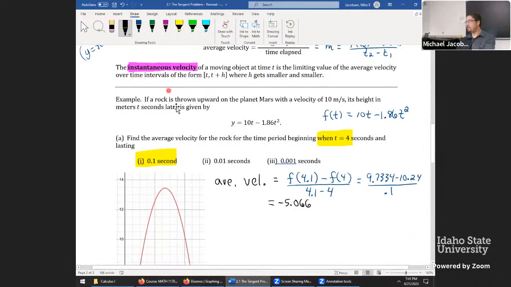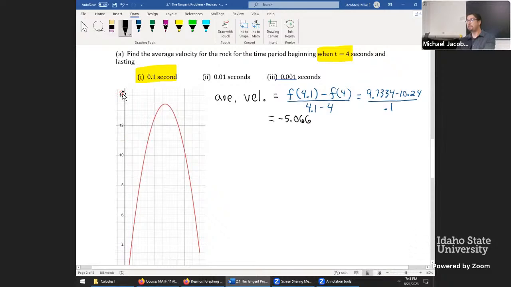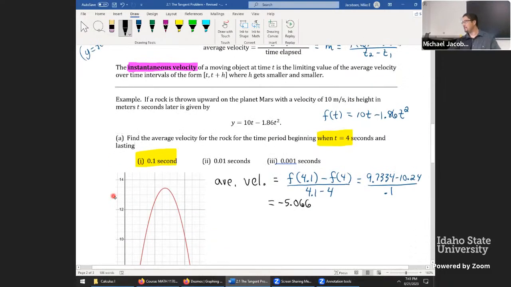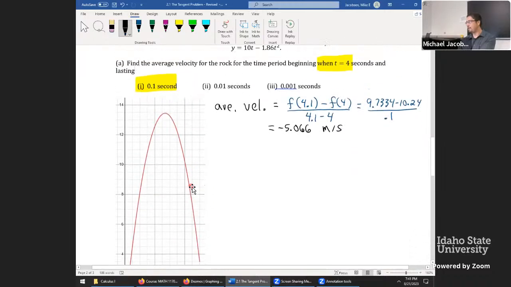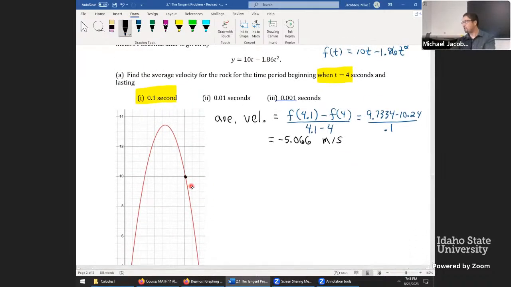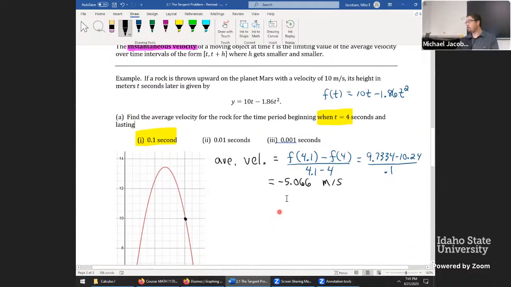This has units itself. The horizontal axis was time, the vertical axis was meters, and so this will be in meters per second. The negative here is telling us the object is going downwards. So if we know the graph and where we're at 4 seconds, we're right about here. Hey, that looks plausible. The rock is coming back down in height. So we should be expecting negative quantities.